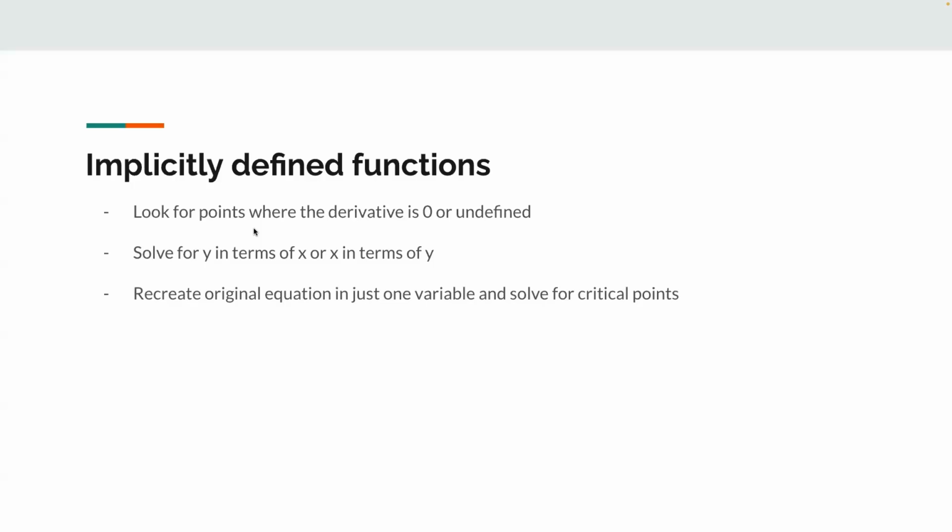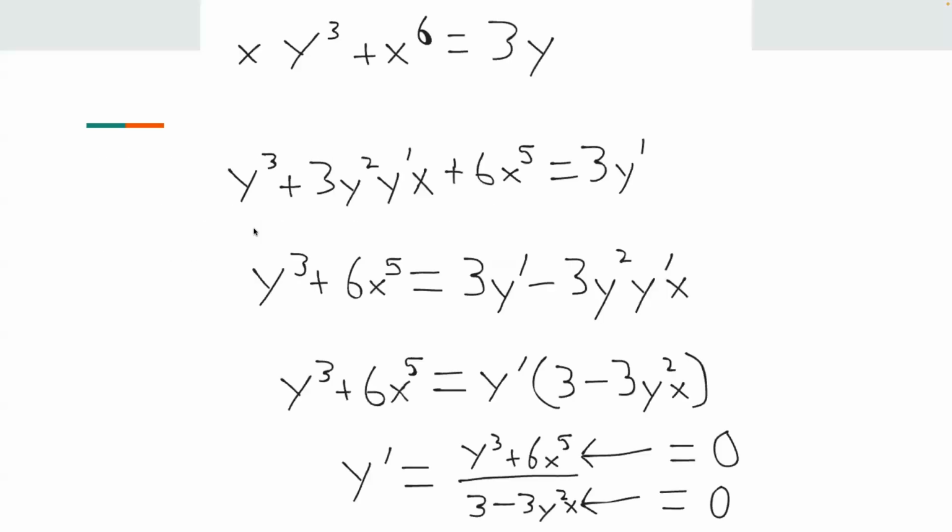And then we recreate the original equation in just one variable and solve for the critical points. So here we have this implicitly defined function, xy cubed plus x to the 6 equals 3y. We implicitly differentiate on both sides. Then essentially we just solve for y prime. And from the bottom we have y prime. Now all we do is look for critical points. Critical points here will be where the function is 0 or is undefined. So that means that the numerator is equal to 0 or the denominator is equal to 0.